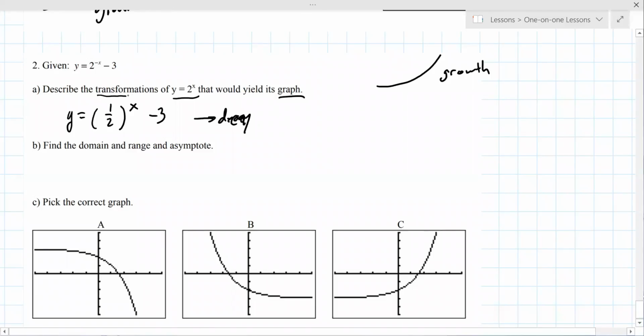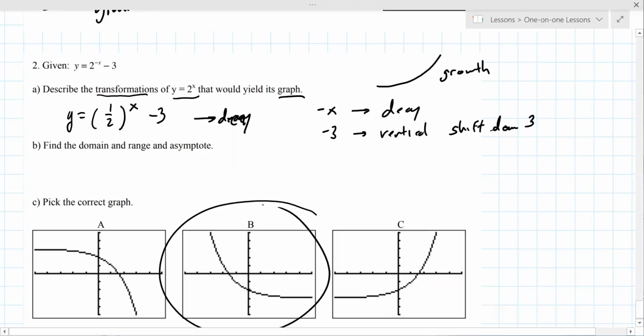So the transformations, there's 2 things going on here. It's this negative x, which we now know means decay. And then there's this minus 3, which is a vertical shift down 3. So there's actually only 1 decay. I guess this is decay over here, but this is growth. And that's down 3.